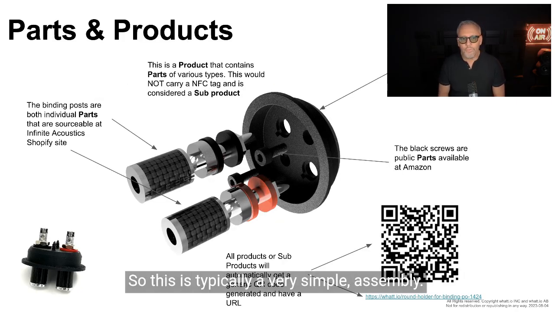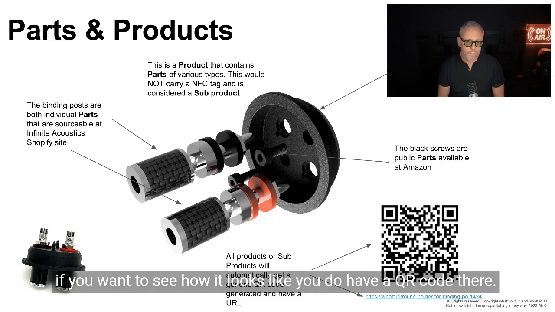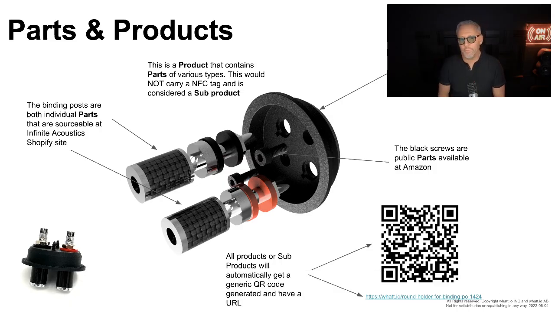Continuing a little bit on, this is typically a very simple assembly. This will be basically defined as a sub-product. If you want to see how it looks, you do have a QR code there. If you just bring up your phone, you would have the ability to scan that. It's quite simple. You just direct it to the QR code and say open in Chrome or whatever, and up it comes. So this is actually using that on the screen to show a DPP.